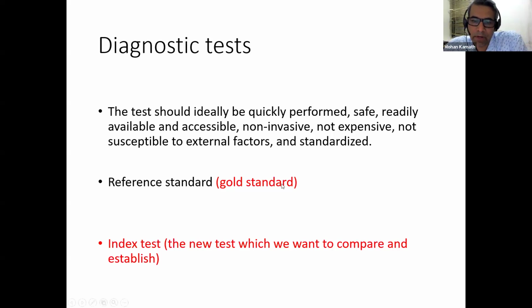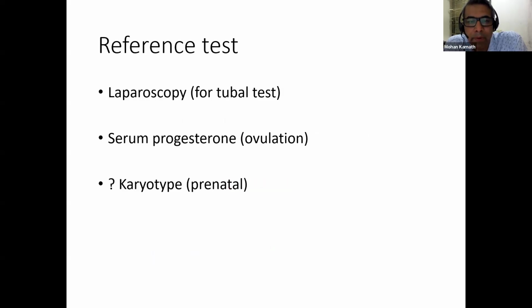Now the term that I would like to highlight here is there are two aspects. Whenever we are talking about a diagnostic test, and if you're looking at a study, try to look at what is the gold standard or the reference standard. That is the one which is considered the best in terms of identifying a condition. And then when we are talking about a new intervention, a new diagnostic test, that's the index test. So these are the two terms we need to keep in mind when we are looking at a diagnostic test accuracy study.